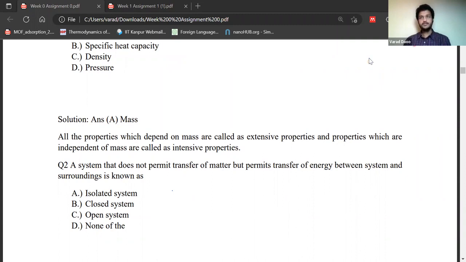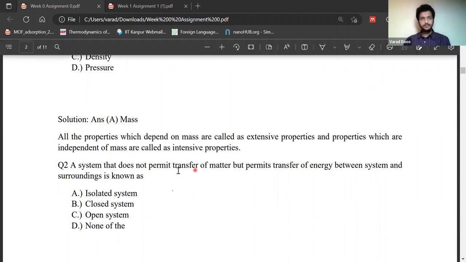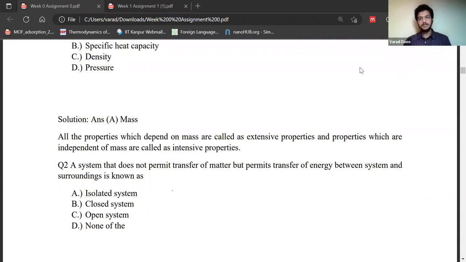So the next question is: a system that does not permit transfer of matter but permits transfer of energy between system and surrounding is known as, option A is isolated system, option B is closed system, option C is open system, and option D is none of the above. So if anybody wants to try answering it?